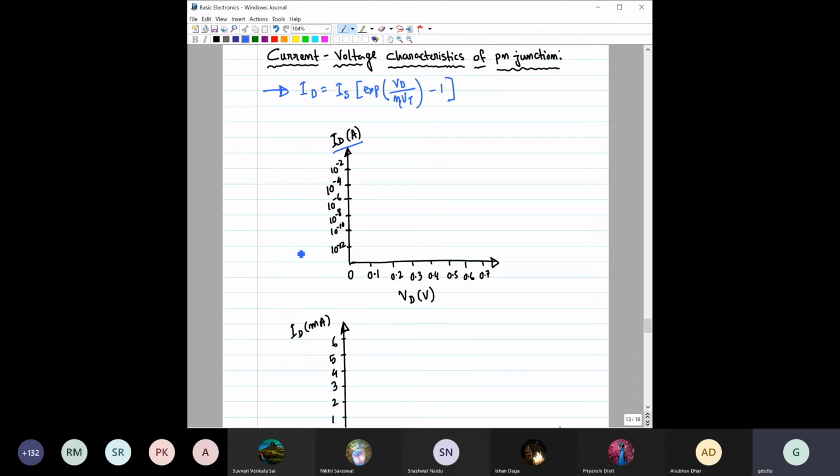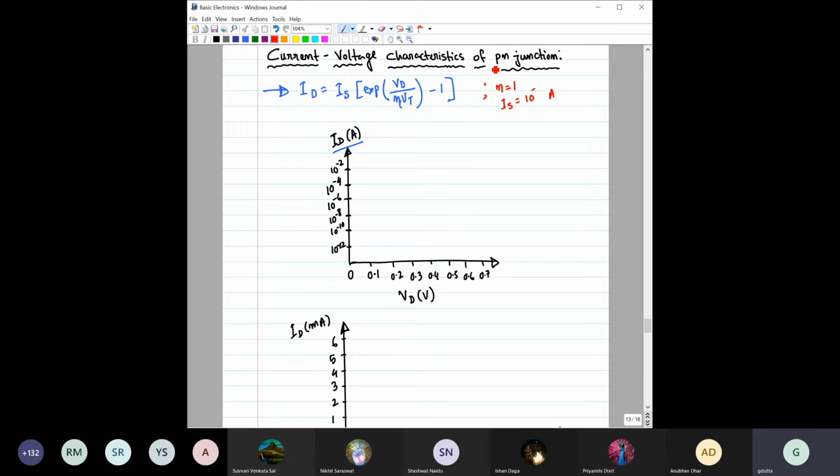So let us try to plot it. And here, let us say that the eta value is equal to 1 and this IS value is equal to 10 to the power minus 13 amps. Now I need help from you. Please guide me where, or say 10 to the power minus 12, then it would be easier.